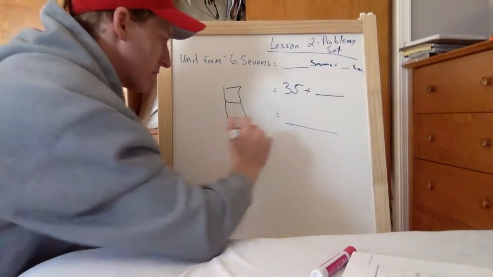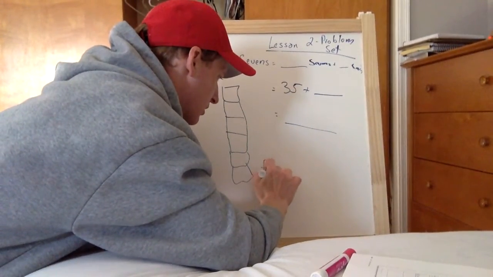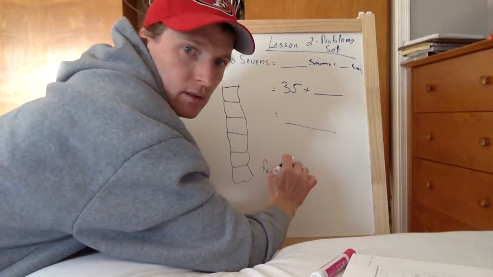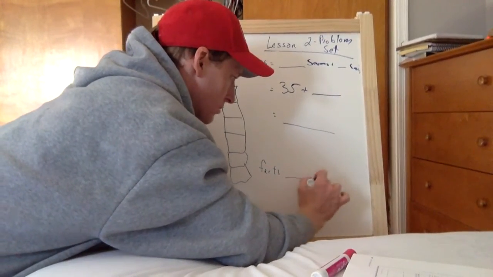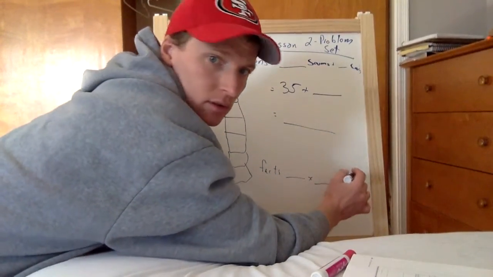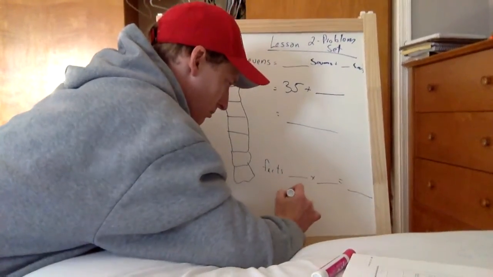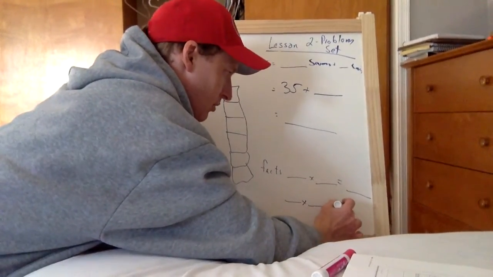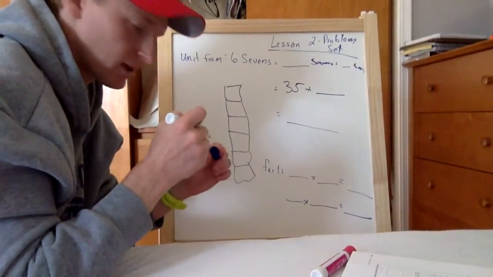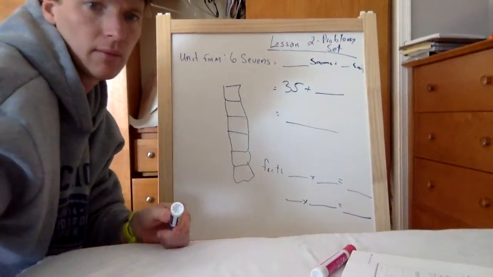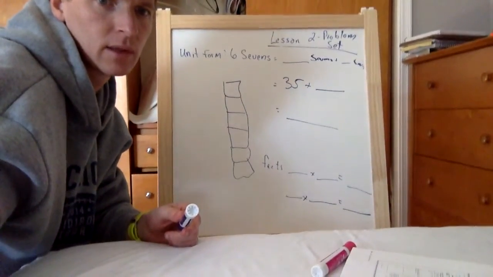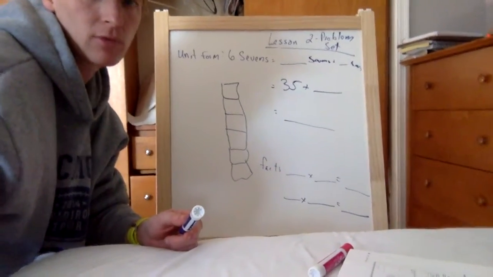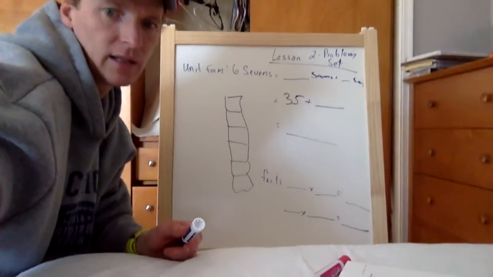And then underneath says facts. Blank times blank equals blank, and then blank times blank equals blank. So that's what your second problem should look like. We have to fill in the answers now.